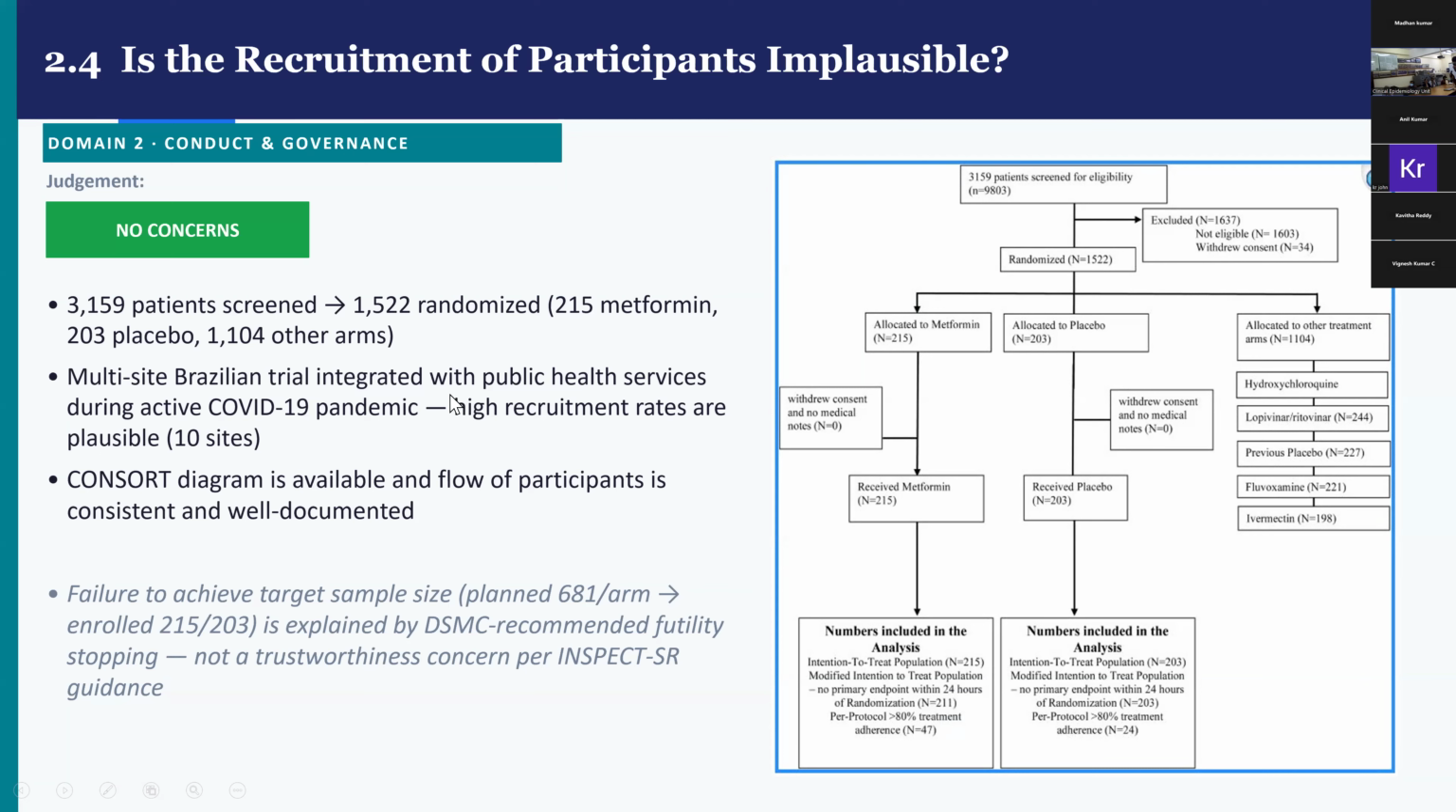So here we have given no concerns because it appears plausible to have this many participants, considering that the study was done at the peak of the pandemic, and there were about 10 different sites utilized for recruitment of participants in the study. And they have also clearly given a CONSORT diagram, and the flow of participants has been described in detail.